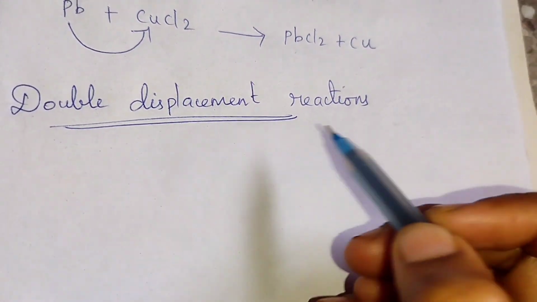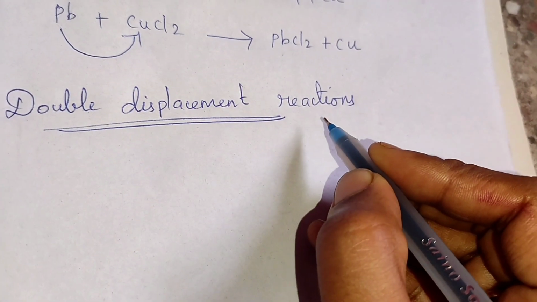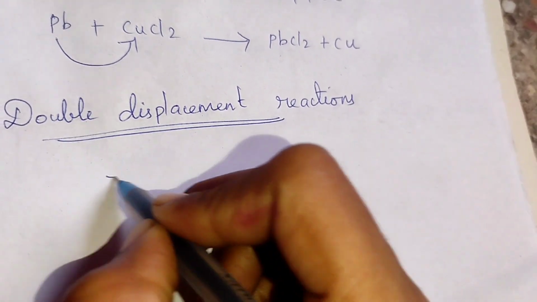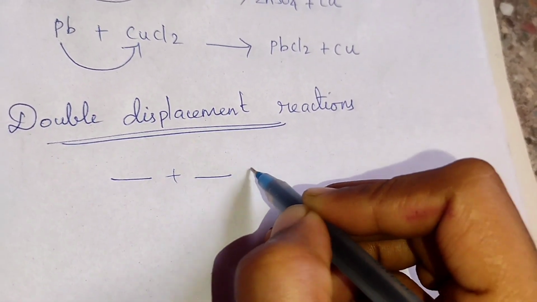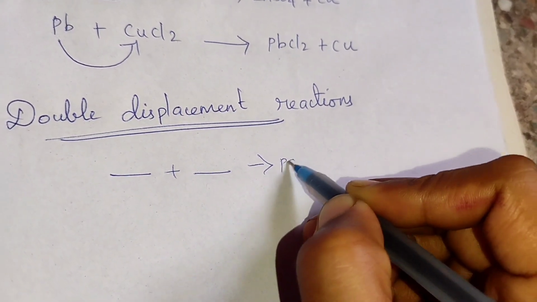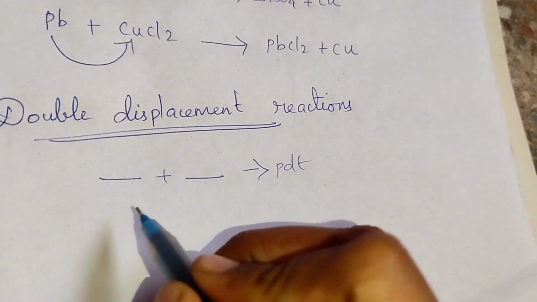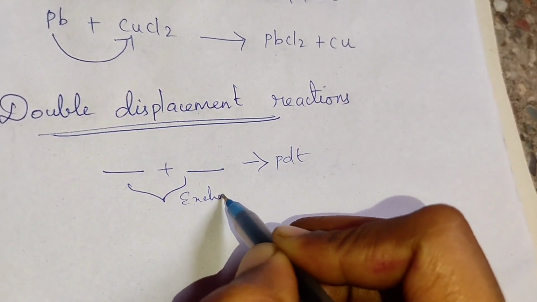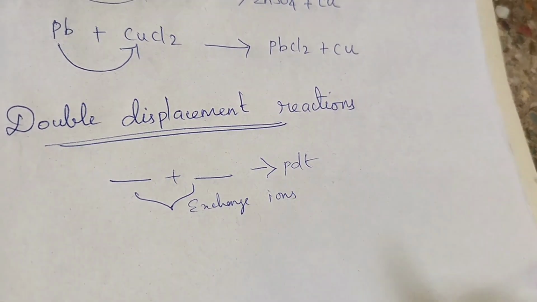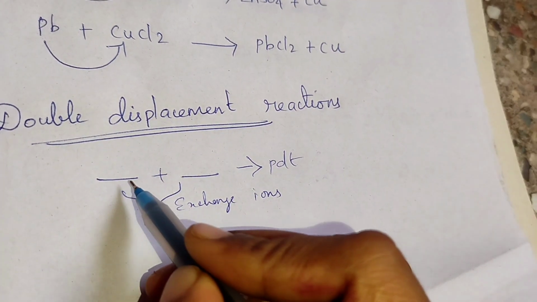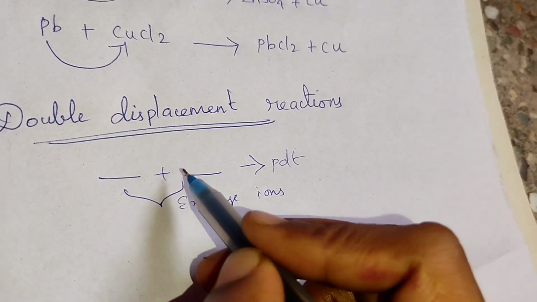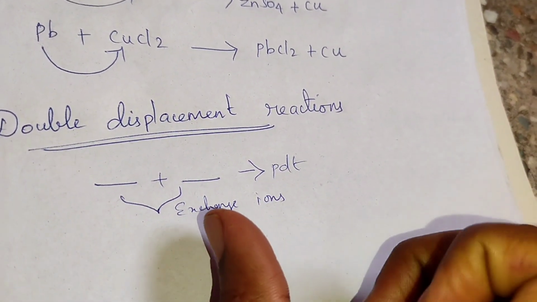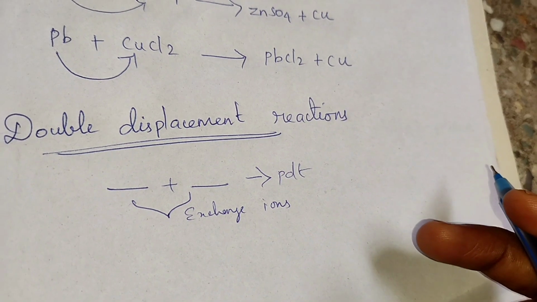Now, double displacement reaction. Double displacement reaction means 2 elements are displaced. Exchange of ions will happen. Reactants react with each other and give products, and in that reaction there is an exchange of ions. One element displaces another, then joins with the other part, and that is known as a double displacement reaction.